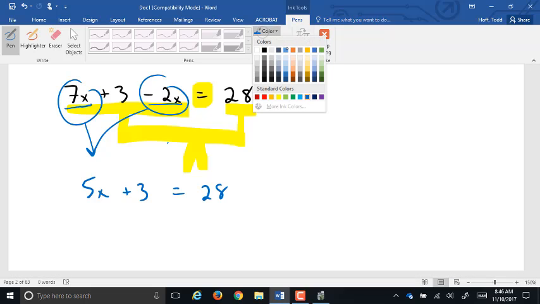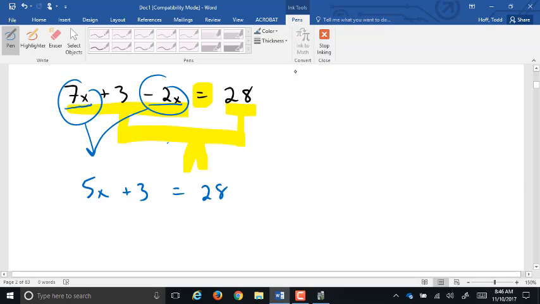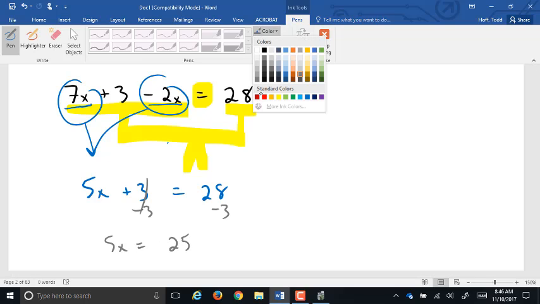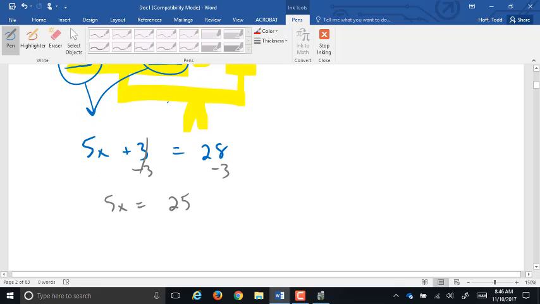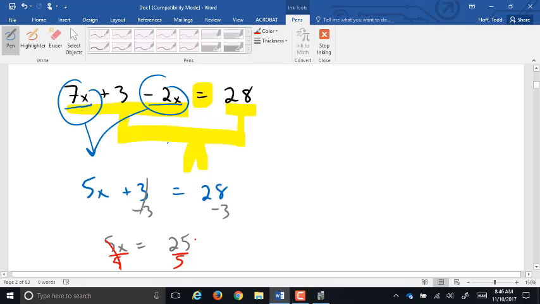From there, what do we do to solve it? Subtract the 3. 5x equals 25, and then divide by 5. X equals 5. Slightly different is this equation.